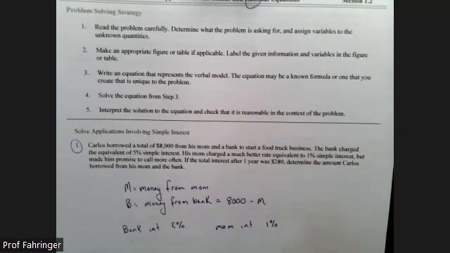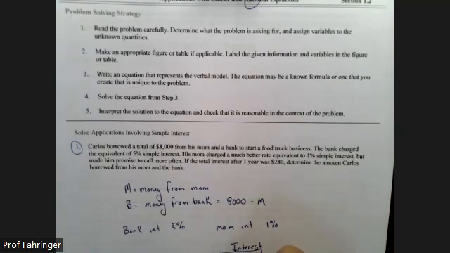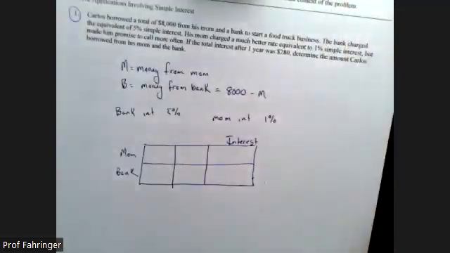Okay, so here's what we got going. Let's see, if the total interest is $280, we know that. So over here we're going to have a column called interest. We're going to try to get the interest that he had to pay to mom and the interest that he had to pay to the bank.